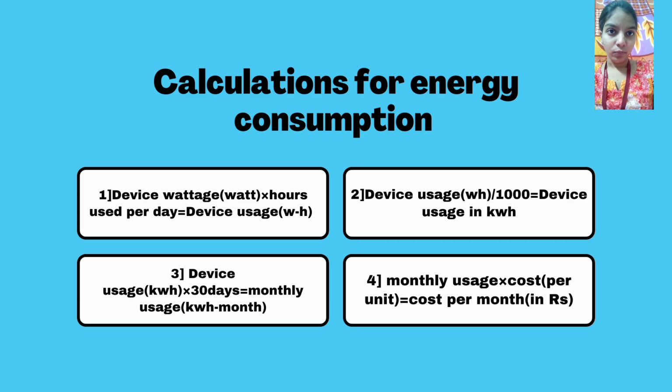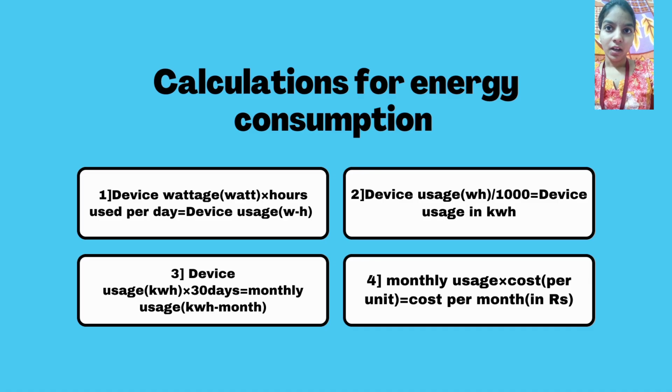Suppose you are taking one device, you want to calculate for a bulb or a tube light. You need to take the wattage of that device, which is specified on the box or on the label of that device. You need to take the device wattage into hours used per day. Suppose you are using it for 10 hours, 10 into device wattage.